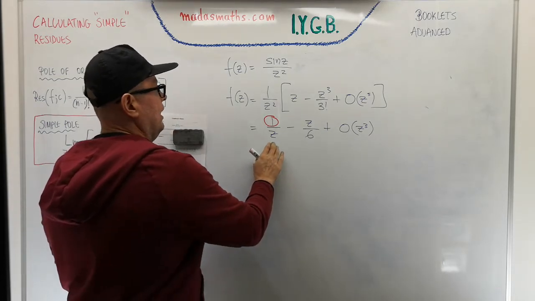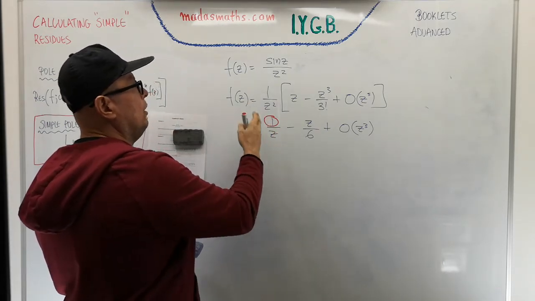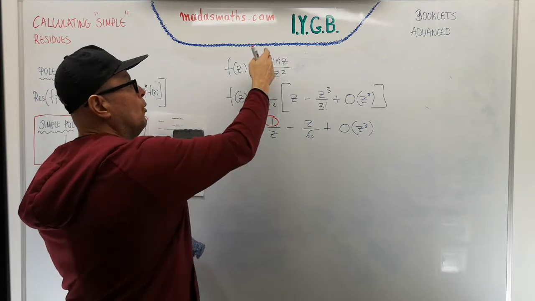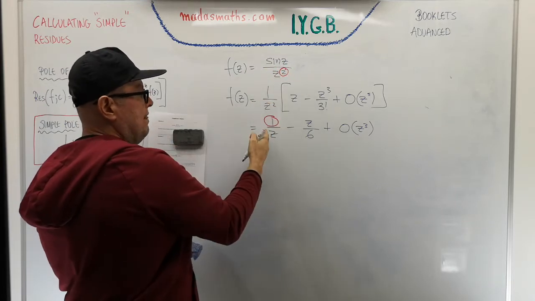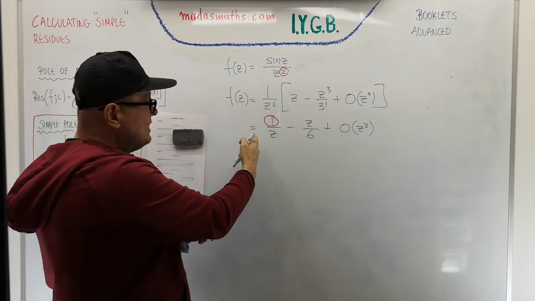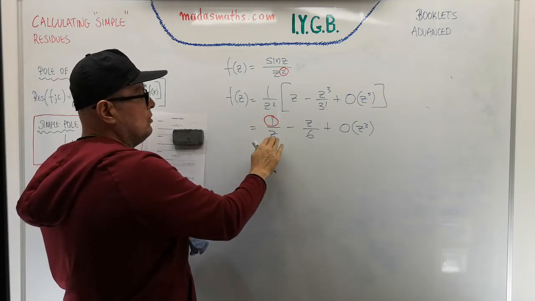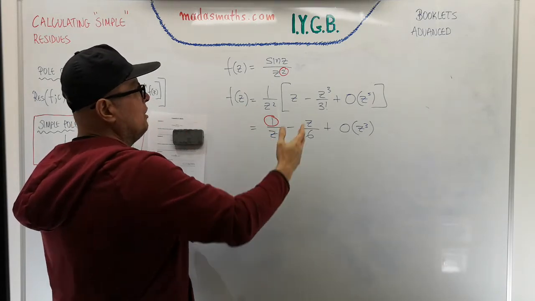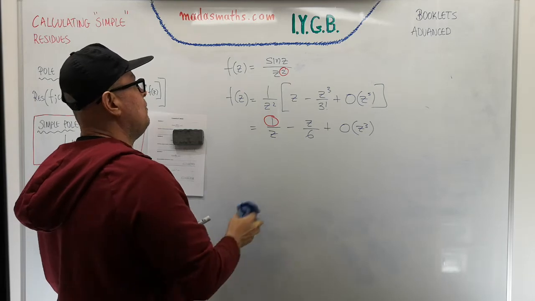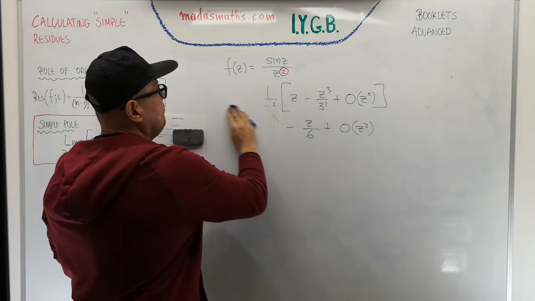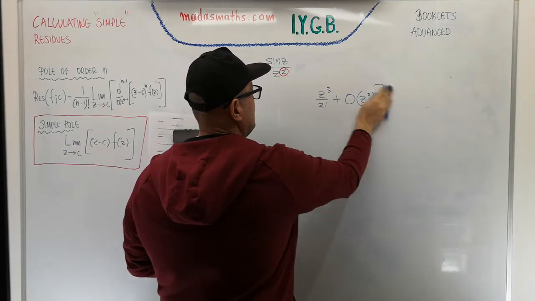And you can also see it's a simple pole, because if it was a double pole, as we're seeing the square there, the Laurent expansion would have started with something over z squared. So that's just a simple pole. That's the quickest way to compute it. Can we do it with a formula? Okay, let's see what happens if we use the formula.